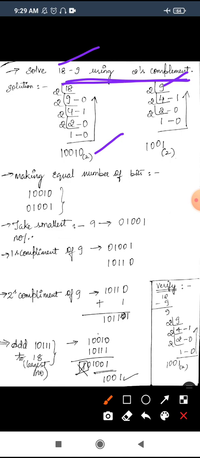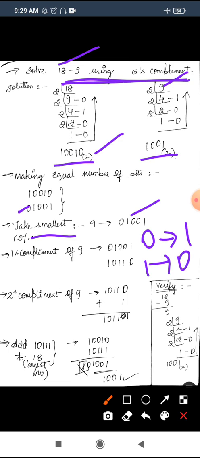So after this you have to make the numbers equal in length. So the first number 18 is having 5 digits, this 9 is having 4 digits. So to make equal, for the number 1001, you have to put 0 in front of that. Okay, so now you have to take the smallest number, that is 9. For the smallest number you have to find the ones complement. So how will you find the ones complement? Change zeros to 1, ones to 0. So by doing this you will get the ones complement.